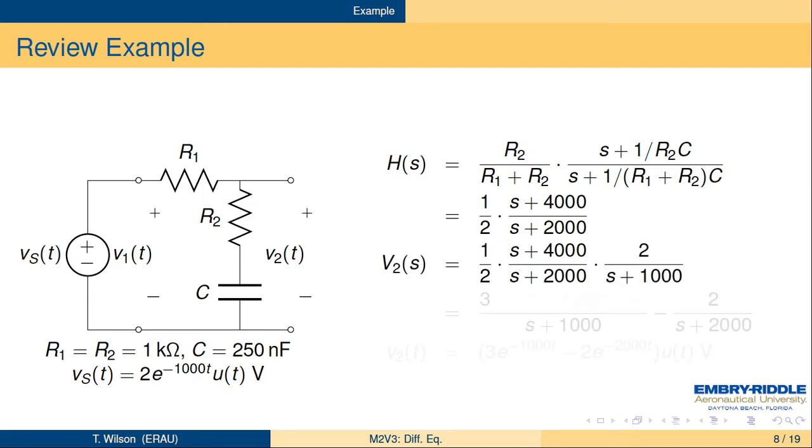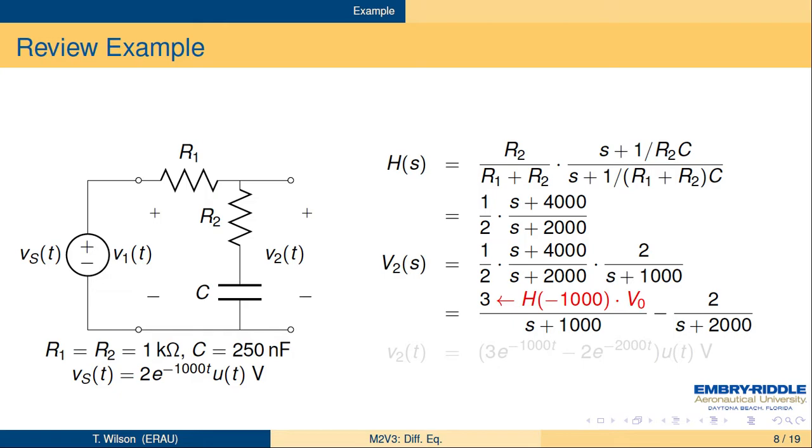When we plug in the transform of 2e^(-1000t), which is 2/(s + 1000), and then we do our partial fractions, we know that the numerator for the s + 1000 term is H(-1000) times V0. V0 is 2 in this case. H(-1000) is a half in this case. So we get 3.